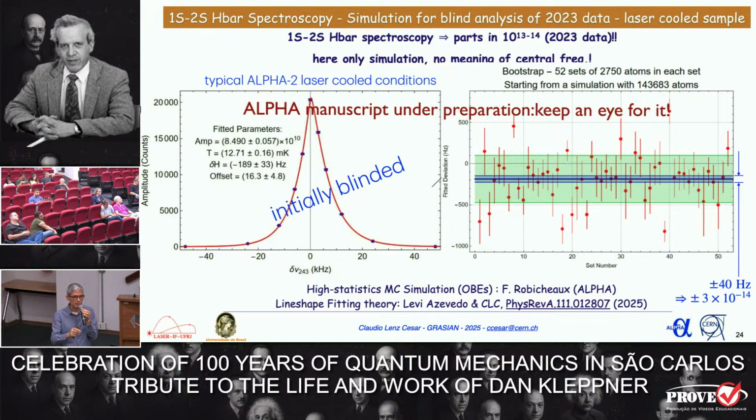I think next week or the one before, the one after, we're going to unblind the real data from 2023. But we already know the uncertainties, and we are going to be able to publish data with a slightly under parts in 10^13 on this transition in anti-hydrogen. Okay.